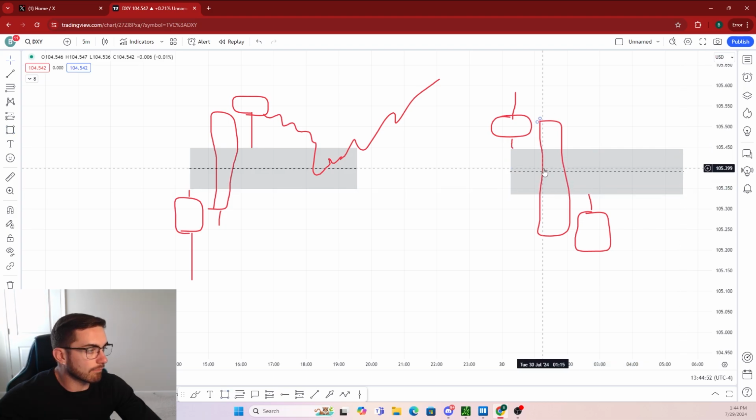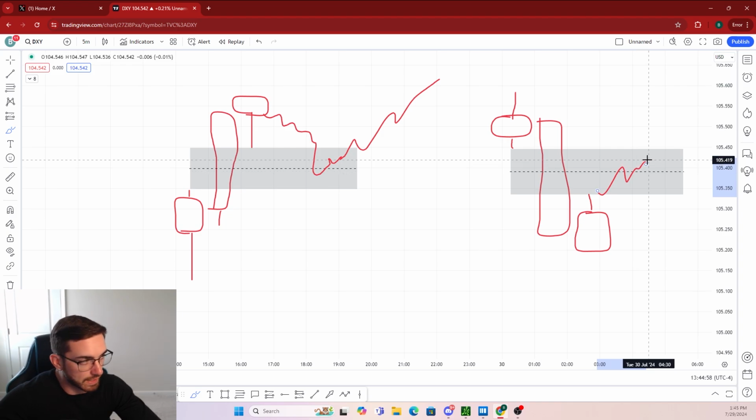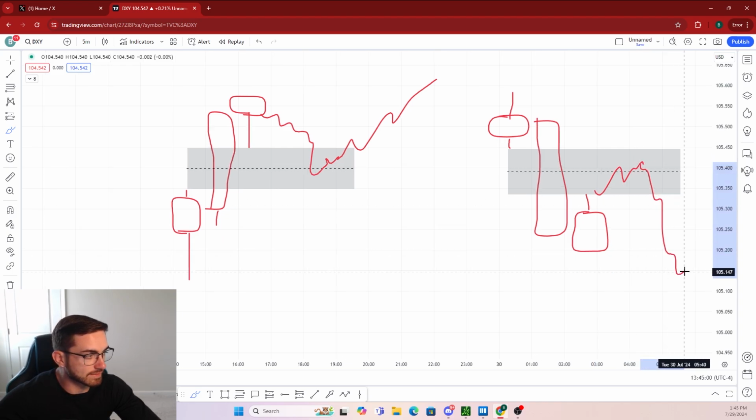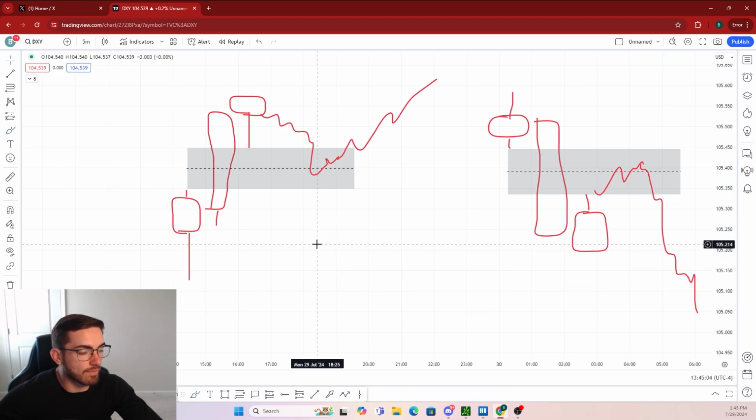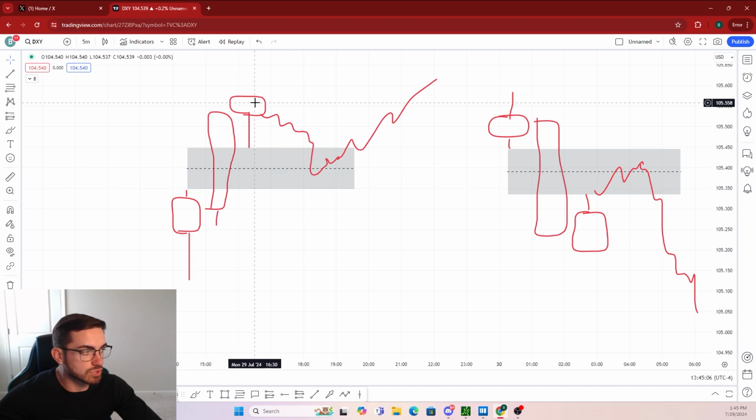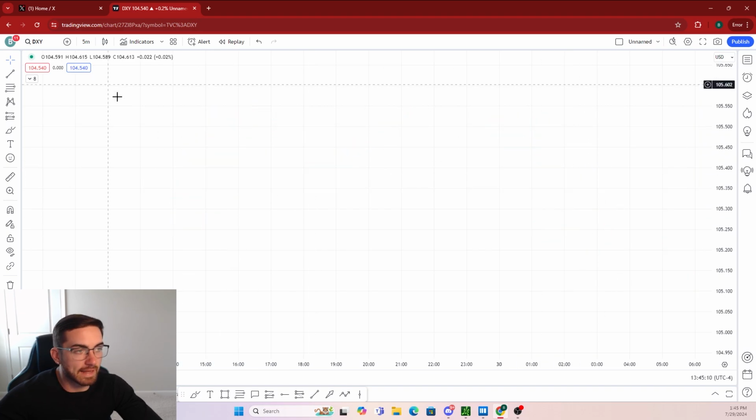Now from here, what we're looking for is for price to go up into this fair value gap, make it resistance, look for sellers to enter the market, and then catch the next leg down. So that is what fair value gaps are. Again, this is the bullish example. This is the bearish example. Now let's hop into the charts.